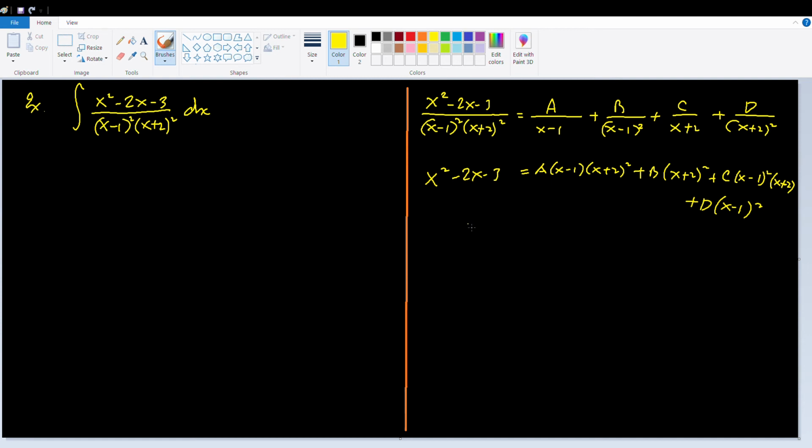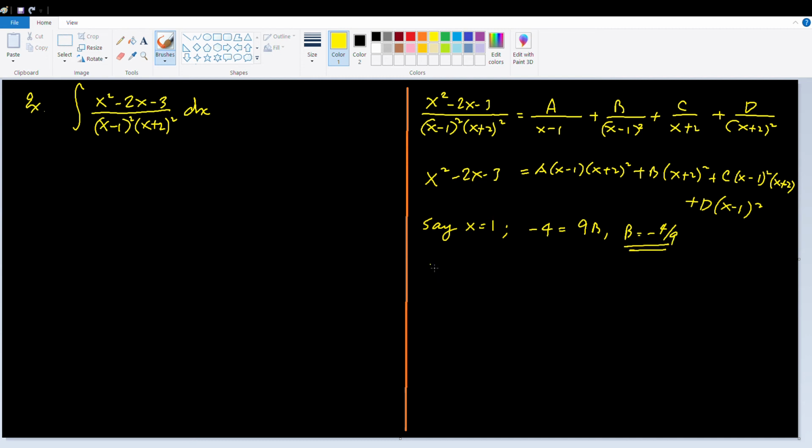So say we now solve for a, b, c, and d. Say x is equal to, start with 1. So we have 1 minus 2 minus 3. That will be negative 4 equal to, all factors x minus 1 will be 0. So b times 1 plus 2 squared. 1 plus 2 is 3 squared is 9. So 9b. Our b is negative 4 over 9.